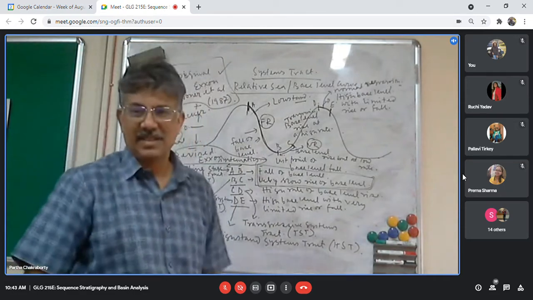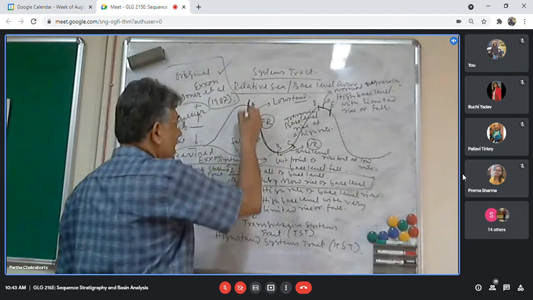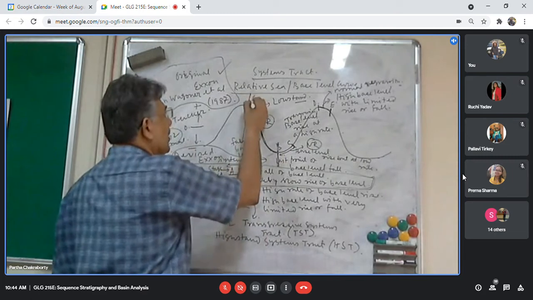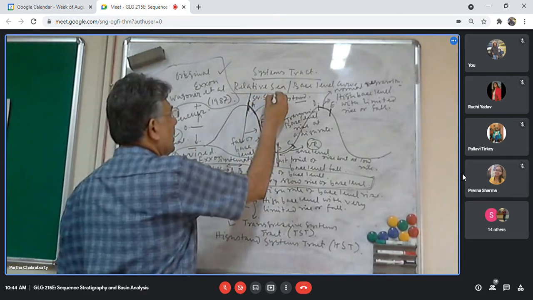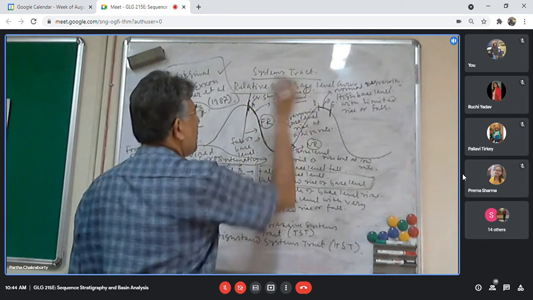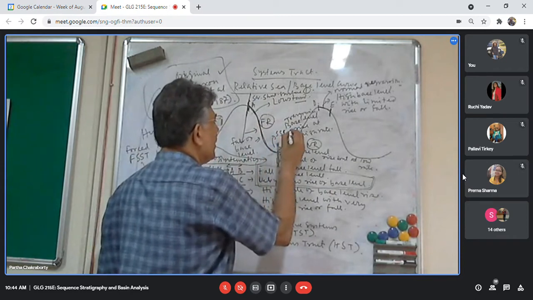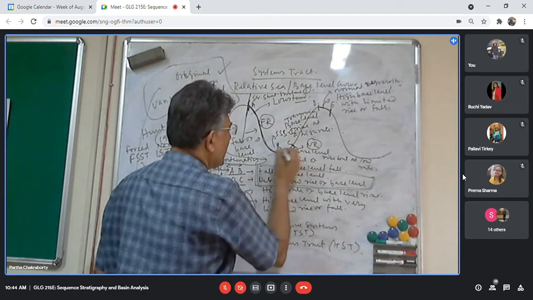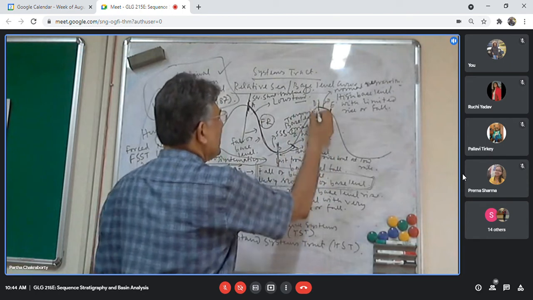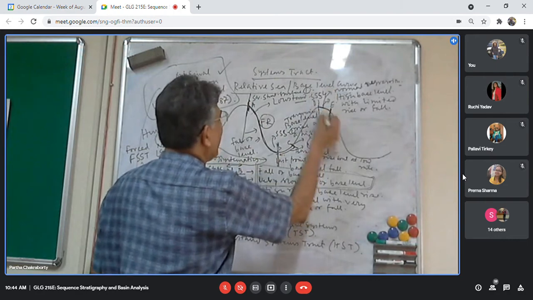Now, these system tracts have some bounding surfaces. What are the bounding surfaces? If this system tract starts forming here and ends its formation here, it will be bounded by a surface which is called a sequence stratigraphic surface. Suppose I mark it sequence stratigraphic surface 1. Now this ends here. This marks sequence stratigraphic surface 2. Now this system tract ends here. This is SSS 3. This ends here. This is SSS 4.